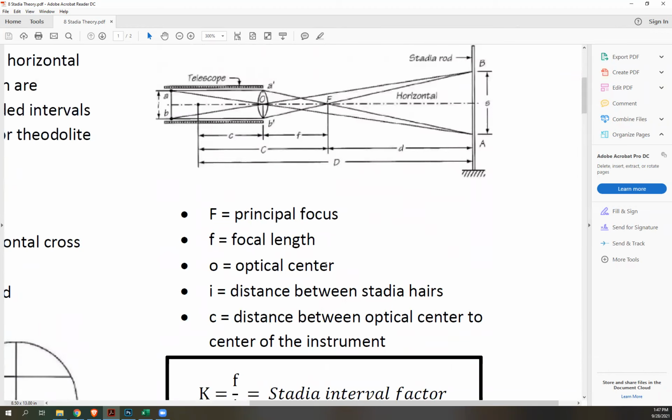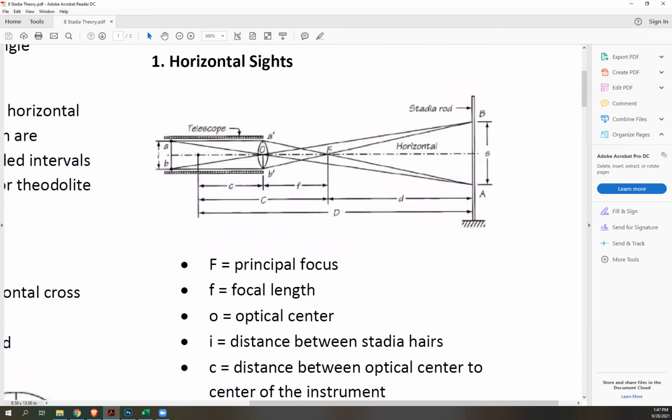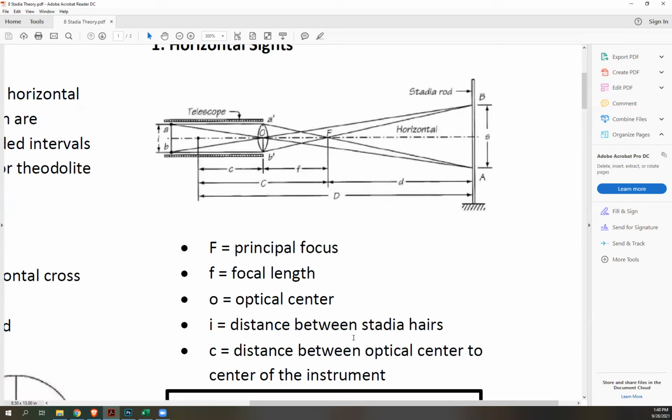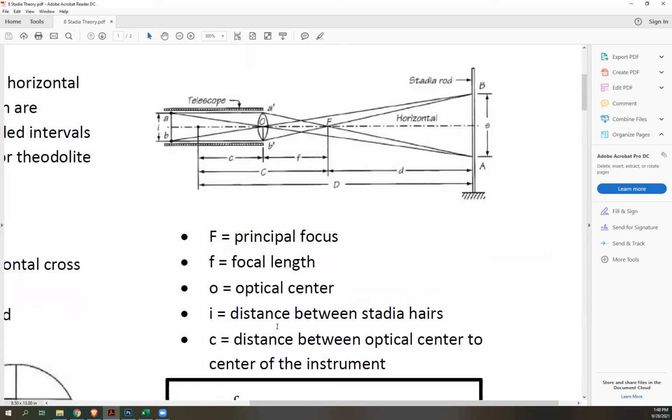Next, other parts. Now we have F, the principal focus; small f, the focal length; O, the optical center; and I, the distance between Stadia hairs. Within your telescope, again, there are points here, your upper and lower point, and that distance is your Stadia hair interval I. And over here, I. And then small c, again, the distance from the optical center to the center of the instrument.